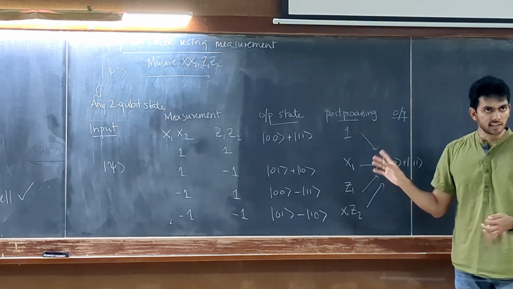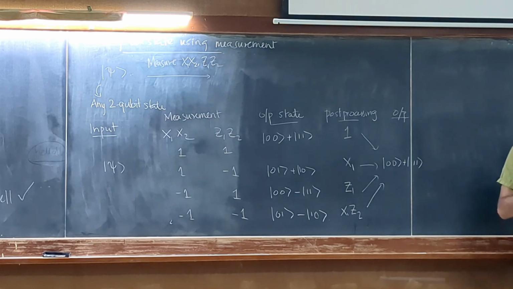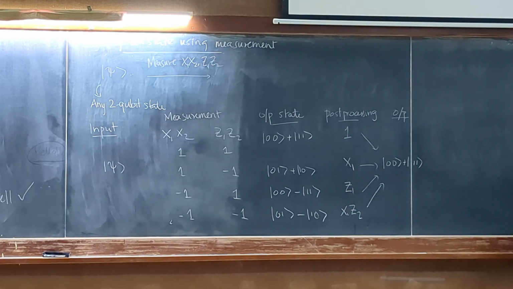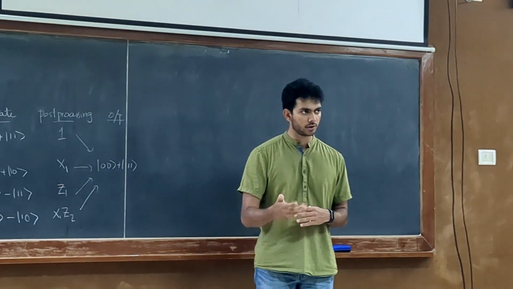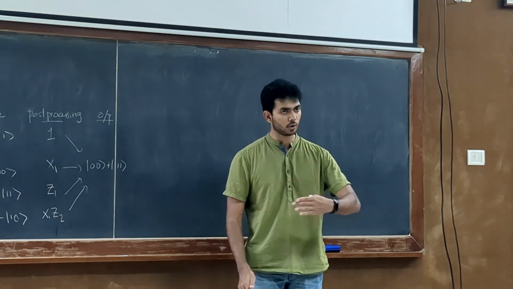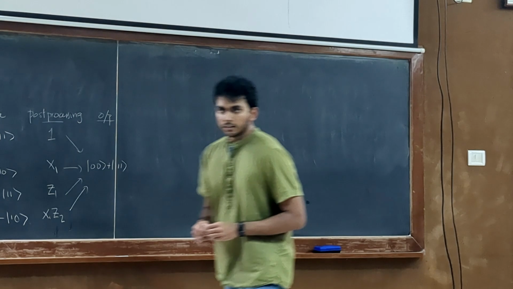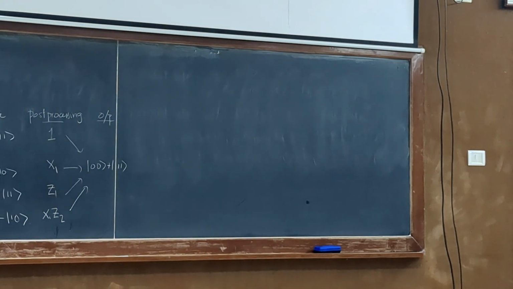So post-processing is important in general when you use measurement to create states because you don't have control over which state it projects into. So generically you have to apply some additional unitary operator that's dependent on the particular measurement outcome that you take. Okay? Any questions about that?